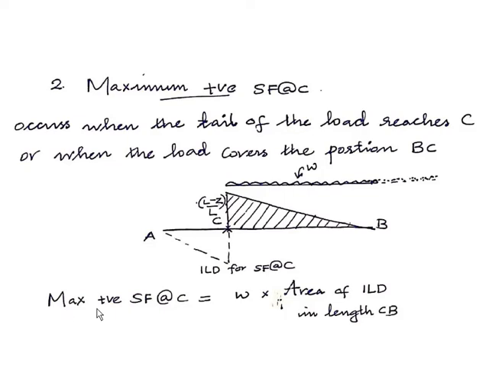The value of maximum positive shear force at C is equal to the load intensity into the area of ILD in the length CB. So you can see the shaded portion here. The load intensity W into the area of the shaded portion will give the maximum positive shear force at C.